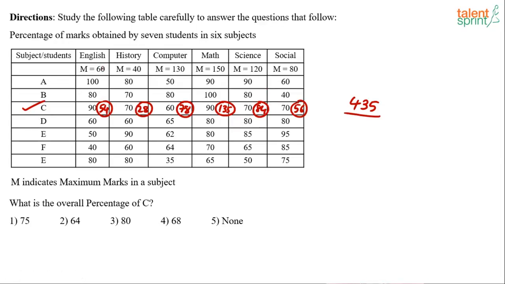435 divided by total maximum marks. You have to take the total of maximum marks also. Only then you'll get the overall percentage. So 60, 40, 100 plus 130, 230. 230 plus 140 is 380. 380 plus 120 is 500. 500 plus 80 is 580. So 435 by 580 into 100. Do the calculation. Now the calculation is your lookout.